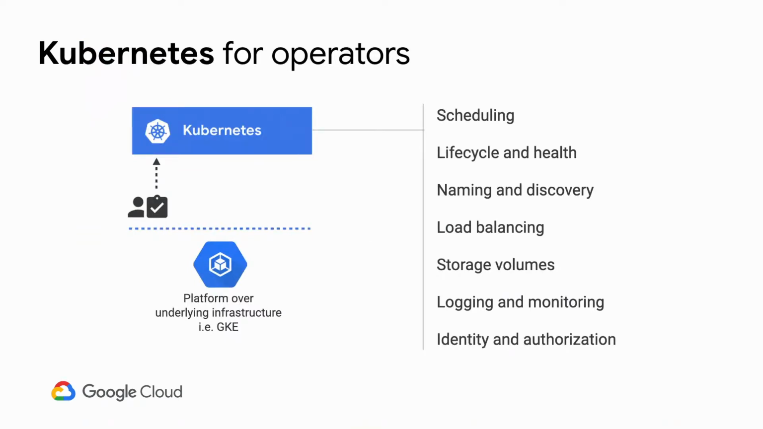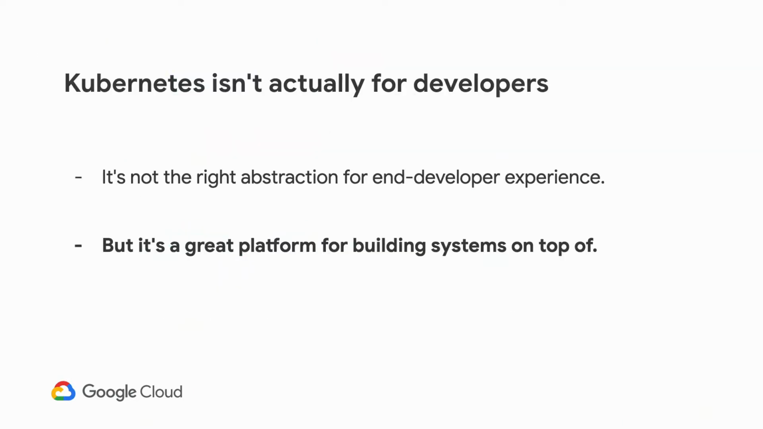So from an operator's perspective, Kubernetes takes care of all of these things. It takes care of container scheduling, monitoring, storage, load balancing, service discovery, and things like that. And the best platform to run Kubernetes on, in my unbiased opinion, is Google Kubernetes Engine. I really mean it, totally unbiased. And from a developer perspective, it's not the right platform because it doesn't give you the best abstraction for an end developer experience.